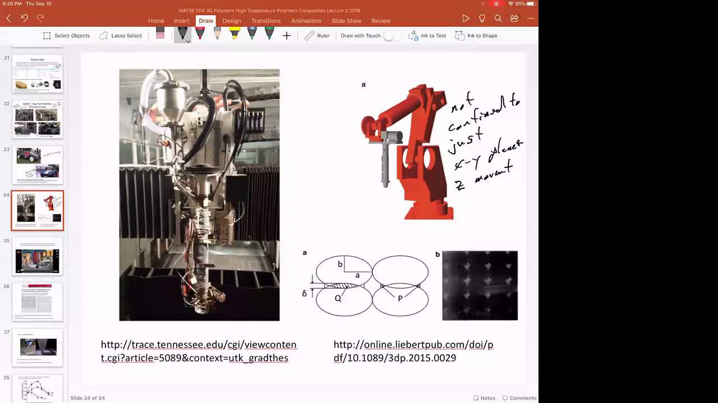But this is one of the options where you can have your BAM type extruder. So again, this is a screw extruder. And now you have freedom of movement for building up your part.